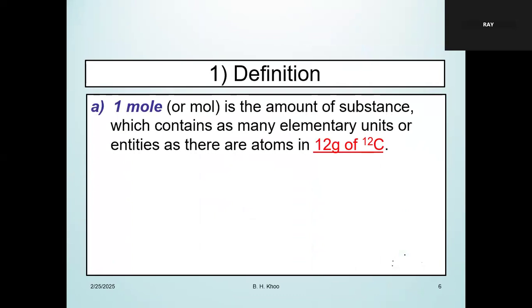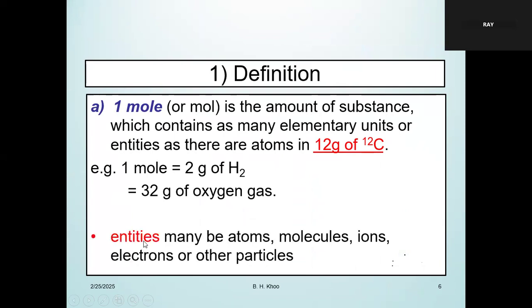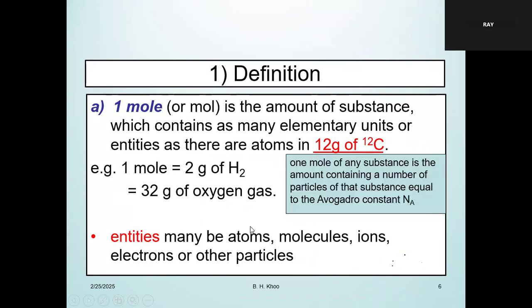Right? Definition of 1 mole is the amount of substance which contains as many elementary units or entities as there are atoms in 12 grams of carbon 12. Right? 1 mole is 2 grams of hydrogen, 32 grams of oxygen. Entities can be atoms, molecules, ions, electrons, or other particles. Or if you prefer the definition from the syllabus, you can use that. 1 mole of substance is the amount containing a number of particles of the substance equal to Avogadro's number. Okay.